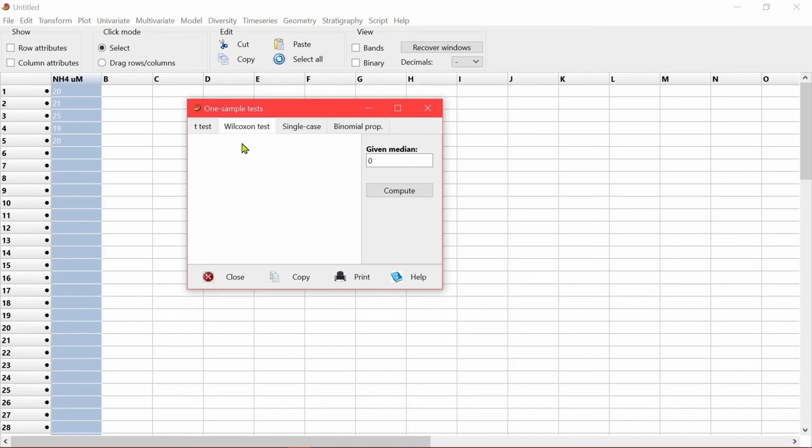Wilcoxon is the non-parametric version of the t-test, so you use this when your data is not normal. There's no normal distribution in your data.